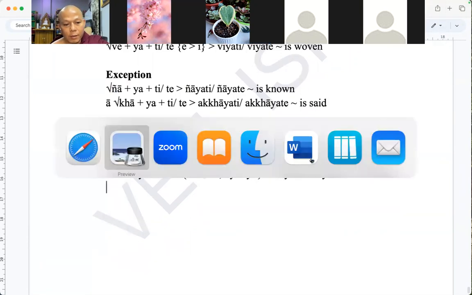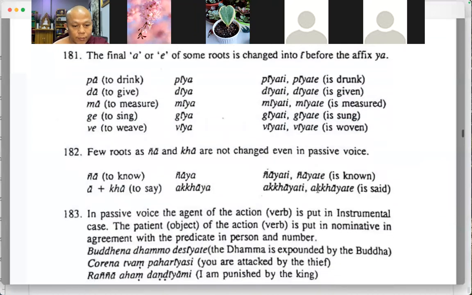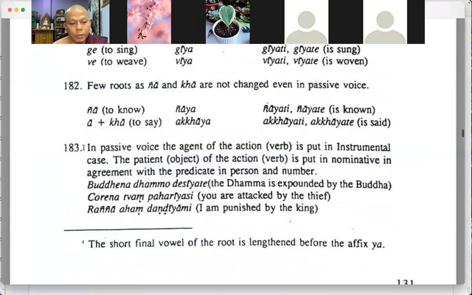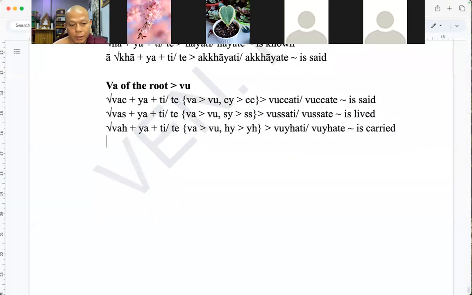Okay, and then next is what? This one is sentence structure. In the basic sentence structure in Pali, we already know that there are two kinds of verb. One is the active verb. And then next is the passive verb.